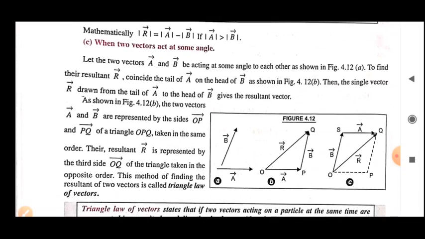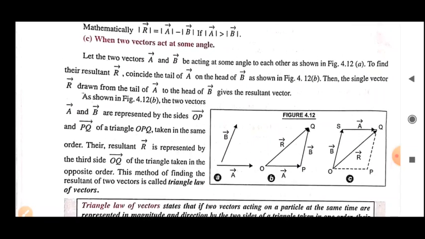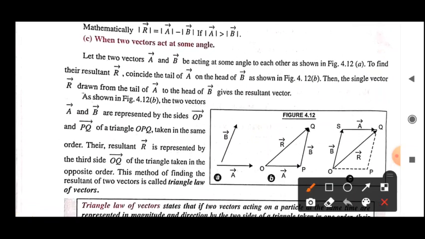Now when two vectors act at some angle, suppose we have two vectors A and B acting at some angle, then how can we find their resultant? Suppose A and B are at some angle, then first we will again use the same rule.